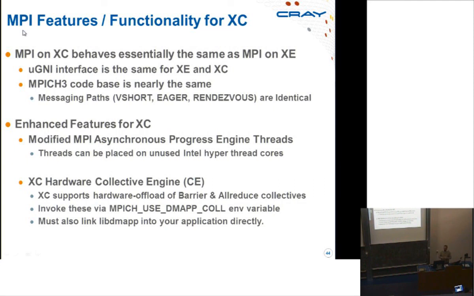As I said, we've added extended functionality for the XC. So there are modifications to the MPI asynchronous progress engines which allow us to automatically place them on the unused hyperthreads. So if you don't have the hyperthreads enabled, we can start using them for asynchronously progressing your MPI engine. There is also support for these hardware collectives, so you can do things like barriers and allreduces in hardware, which gives us very low latency.